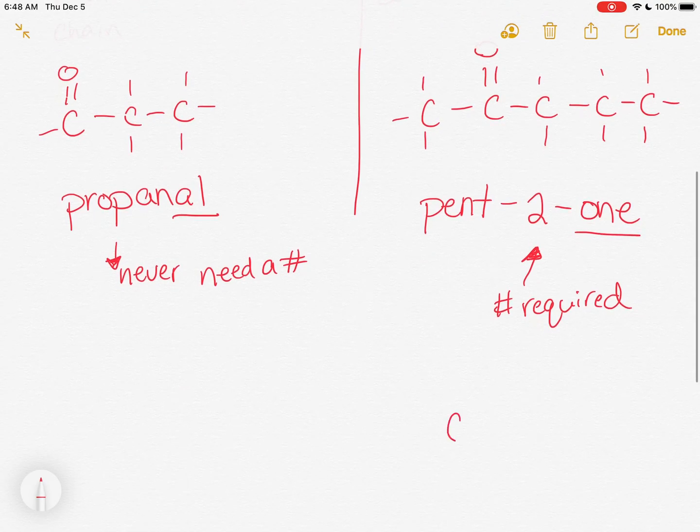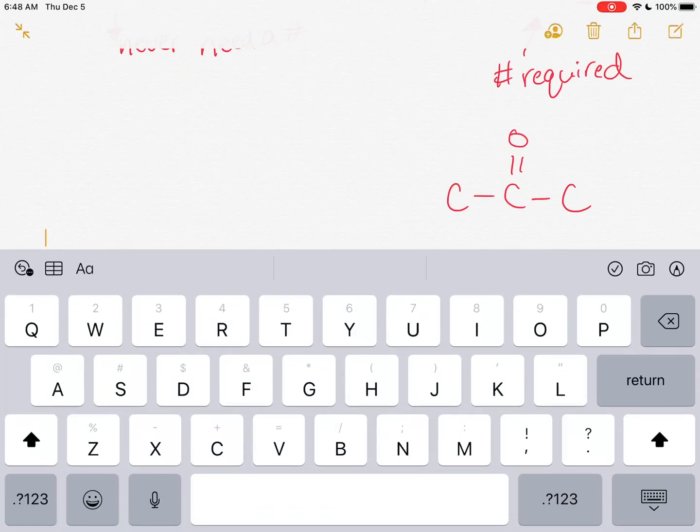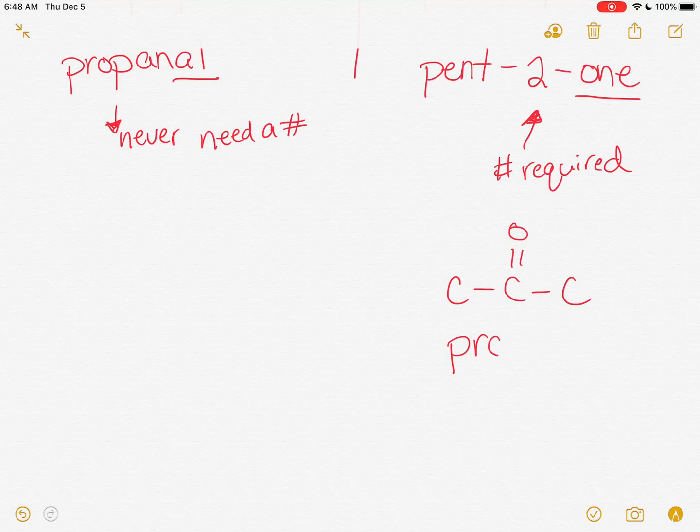So for example, if you have a ketone that only has 3 carbons and it's a ketone, this is going to be propanone. Okay, it's going to end in -one because it's got that double bonded oxygen in the middle of the chain, not at the end, so it's not an aldehyde, it's a ketone. But we don't need a number because there's only one place for that double bonded oxygen to go in the middle of the chain. There is only one spot for it to be located.